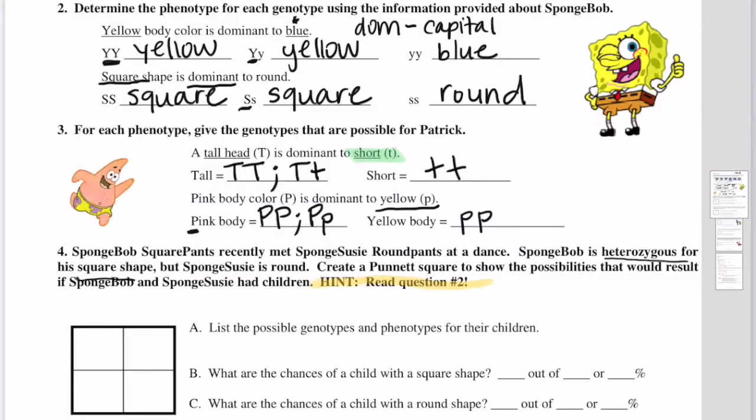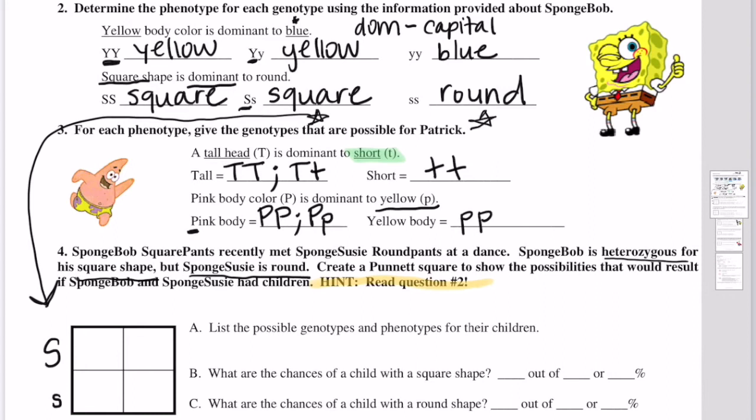So heterozygous square would be right here, okay? So we're going to take a look at that, and we're going to put big S, little s. Right? The next one says that Sponge Susie is round, okay? So round, again, is provided in number 2 as little s. And so that would go here. All right, little s, little s.